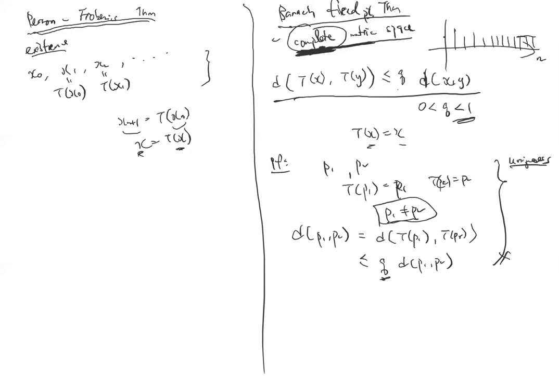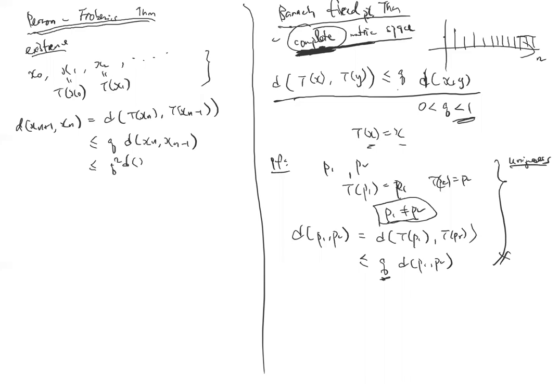Now to show this is Cauchy, it's just a little bit of algebra. First note that for this sequence, if I consider the adjacent two points xn minus one and xn, the distance between them is just equal to d(Txn, Txn minus one), and this will be bounded by q d(xn, xn minus one). I can apply this iteratively, so this will be less than q squared d(xn minus one, xn minus two), and so on and so forth. Eventually this is less than q to the n d(x1, x0).